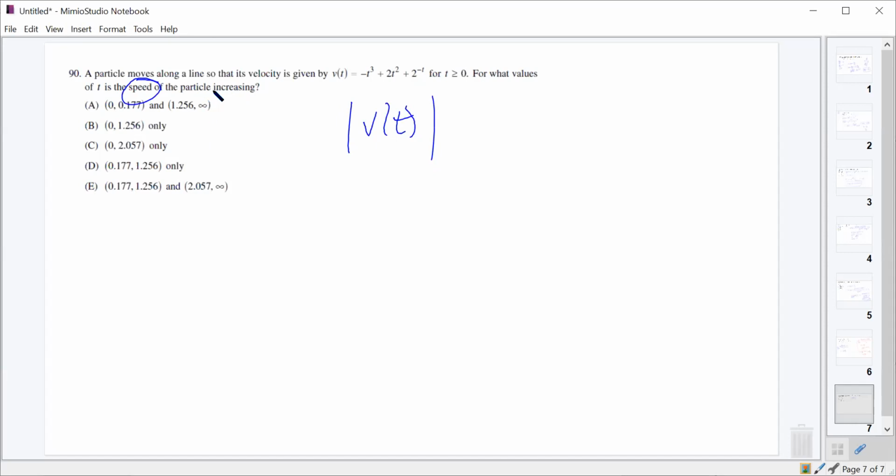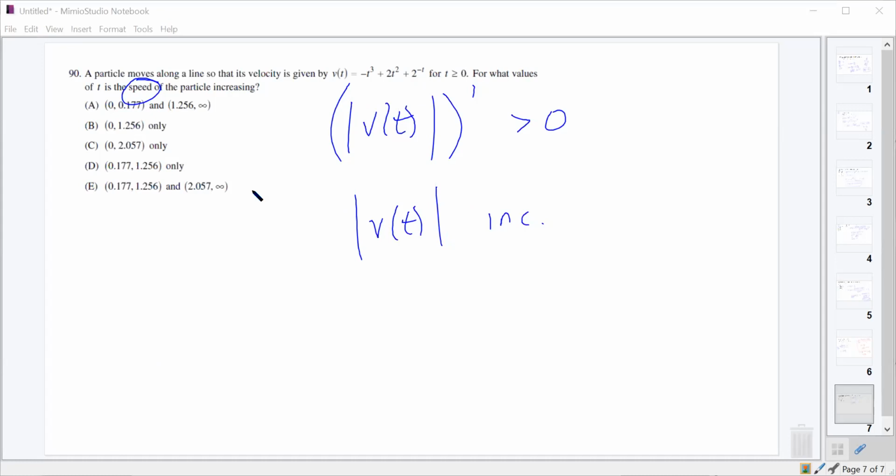So if the speed is increasing, that means that the derivative of the speed has to be positive. Here's our speed equation. We want the derivative of that to be greater than 0. But since we're just using a calculator, all we have to really do is graph the absolute value of the velocity and look at when it's increasing, right? Because we're going to have the graph right in front of us. So I'll throw up the graph on Desmos here real quick.